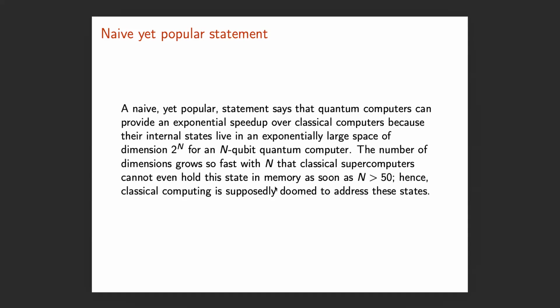course. Okay? A kind of naive statement, which you will often encounter, and is also a popular one, is that quantum computers can provide an exponential speed up over classical computers because the internal states live in an exponentially large space. If you have 2 degrees of freedom, spin up and spin down, then it will be 2 to the n if you have an n-qubit quantum computer.